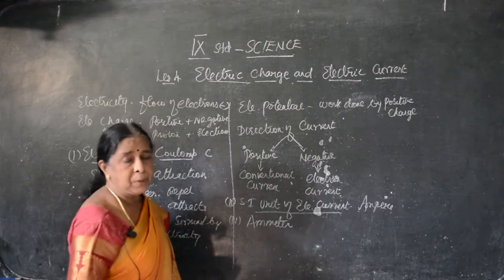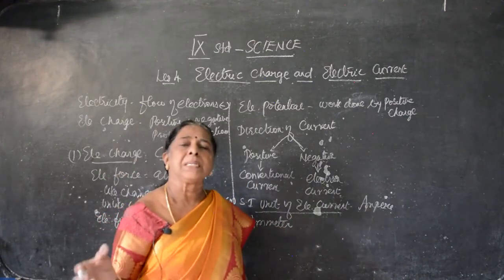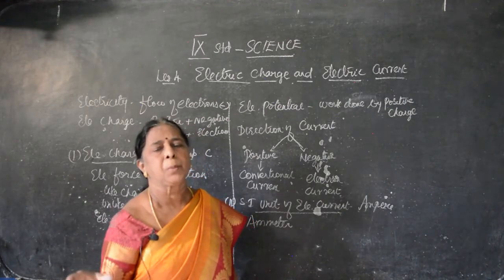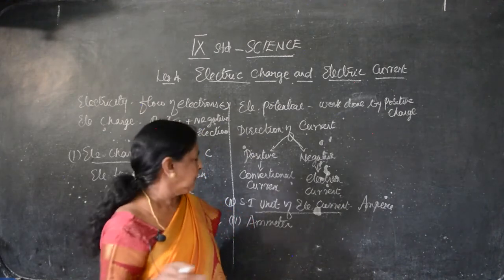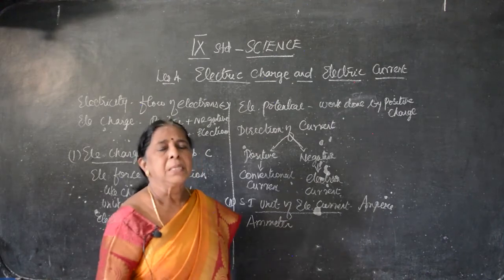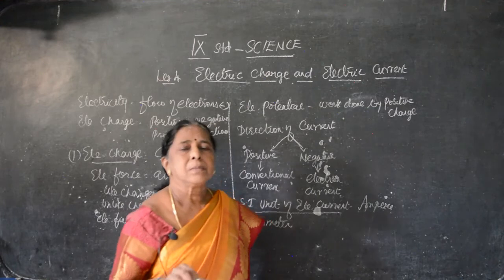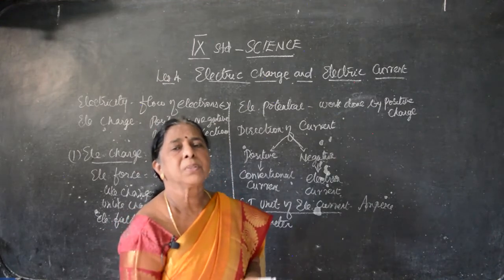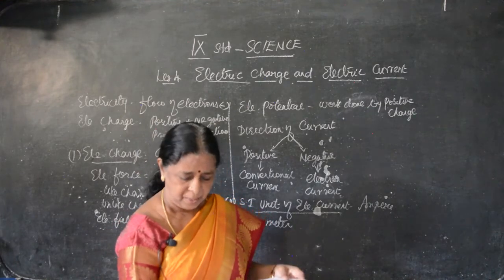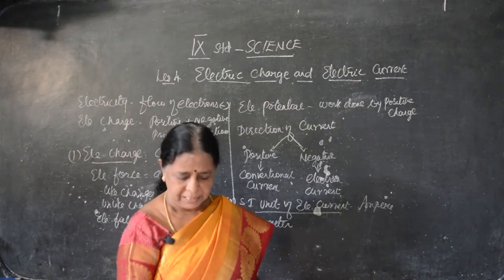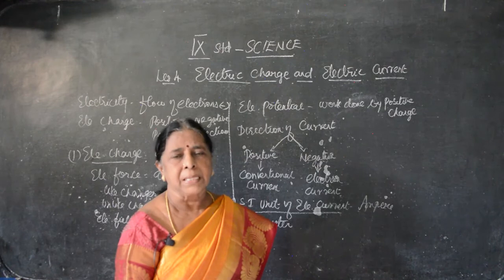So we have the practicals. In that we have to see the direction of flow of electricity by using ammeter, voltmeter, galvanometer, this and that. So what is ammeter? It is the instrument which finds out the strength of the electricity. Ammeter is an instrument used to measure the strength of electric current in an electric circuit.